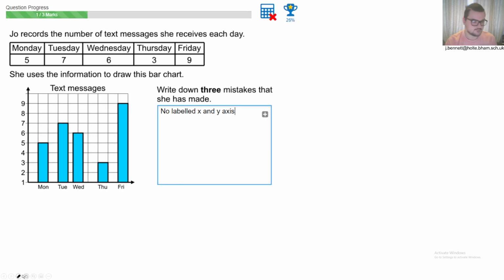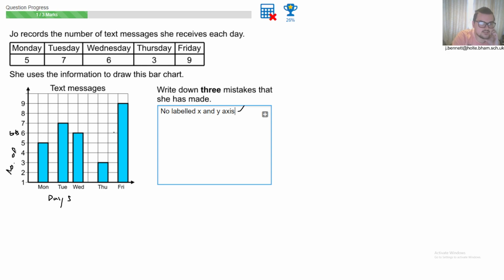Right, let's go to the next slide. Let's get that pen back. Jo records the number of text messages she receives each day. She uses the information to draw this chart, write down 3 mistakes. No label on the y-axis. Yep, okay, so that's right. Yep, the x-axis hasn't been labelled, so you'd put days here, and then here you'd write number of texts. I'm not very good at writing these words. Number of texts.